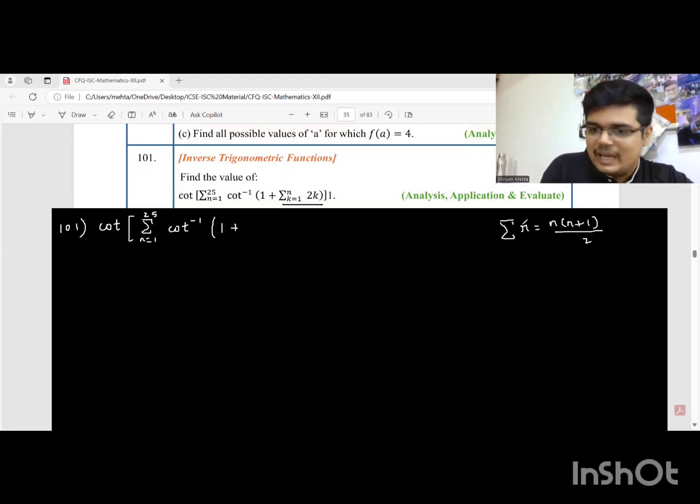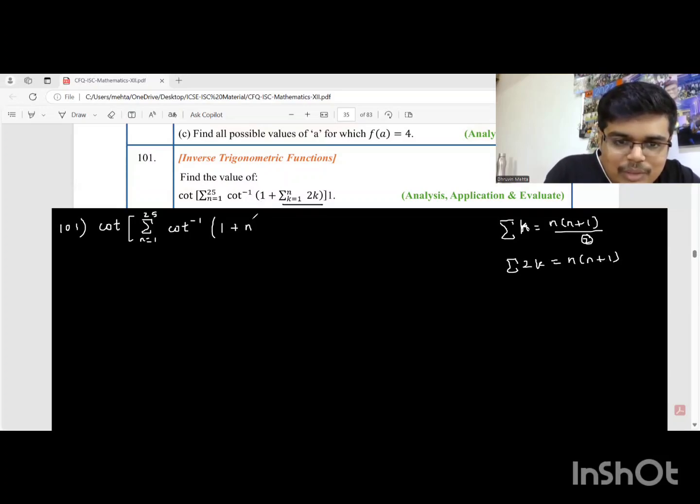Now you write r or you write k, it doesn't make a difference here. It's k, so I'll make it k. When you take 2 on the other side, cross multiply, we can do that with summation. We can directly take it inside. Summation 2k, students, is n into n plus 1. So here, students, we have n into n plus 1.